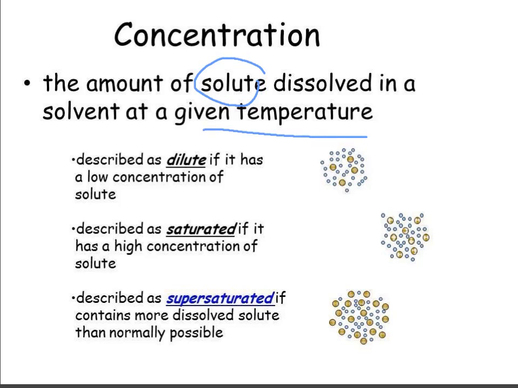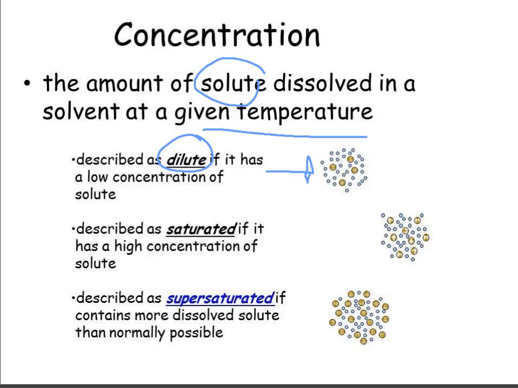Concentration can be further described into three different types. Concentration can be described as dilute if it has a low concentration of solute. So this one is an example of a diluted solution.